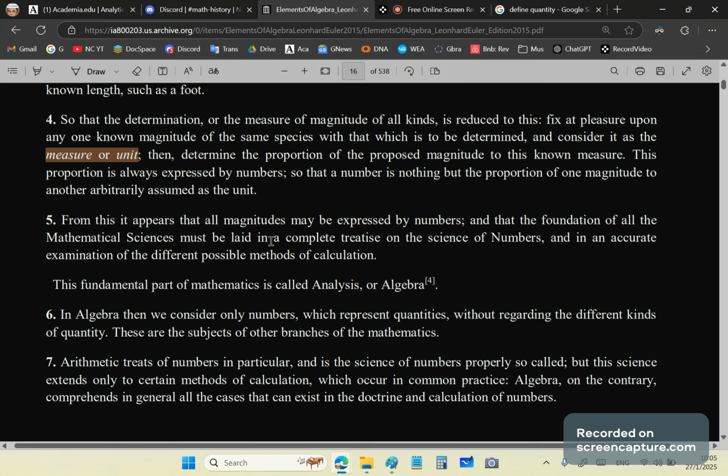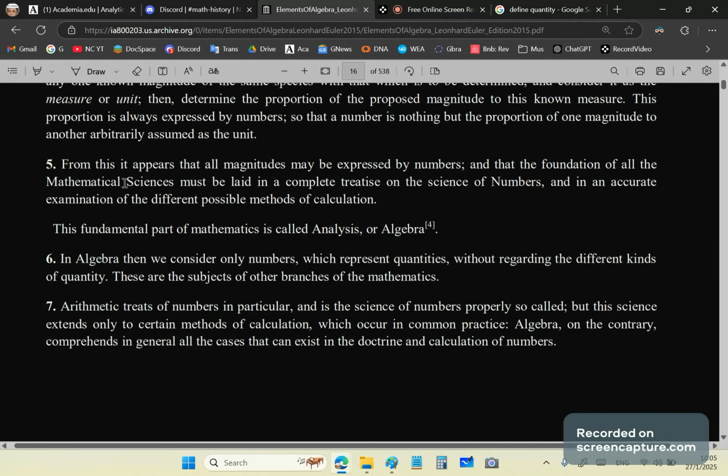So then he says, so that a number is nothing but the proportion of one magnitude to another arbitrarily assumed as a unit. And guess what? That rules out 0 as a number, okay? Because 0 cannot be in proportion to any other magnitude. Did you get that? Stop the video and think about that.